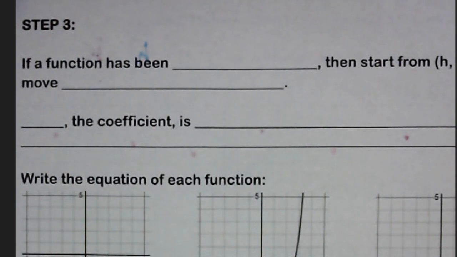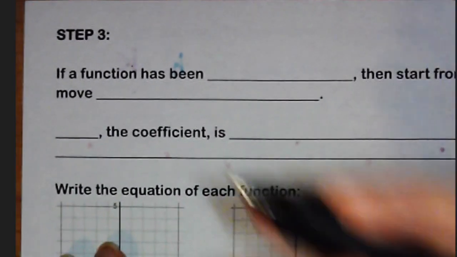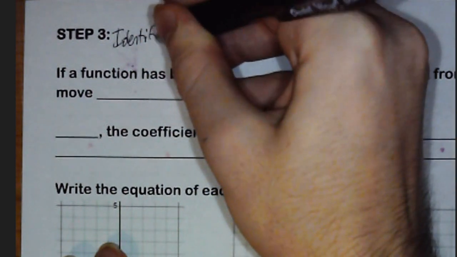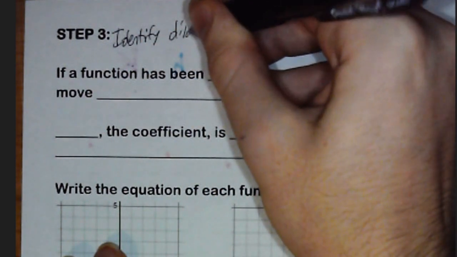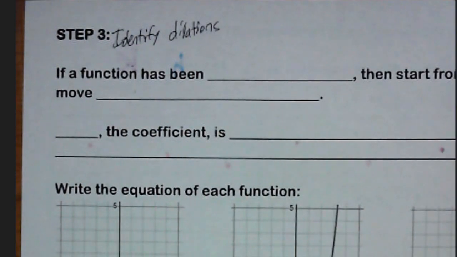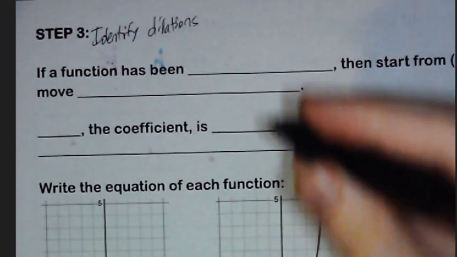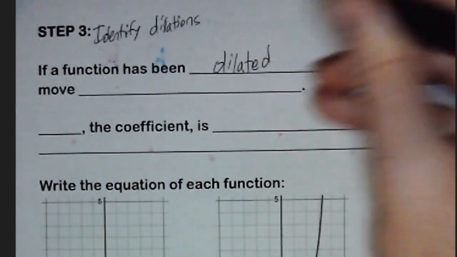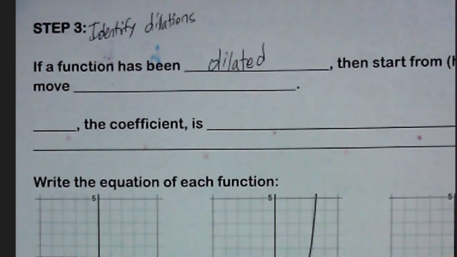Alright, now for step 3. So step 3 is to identify dilations. And this is the hardest part of writing equations of our first 6 functions. If a function has been dilated, and dilations can include stuff like reflections, stretches, and compressions, any modification to the coefficient in front.